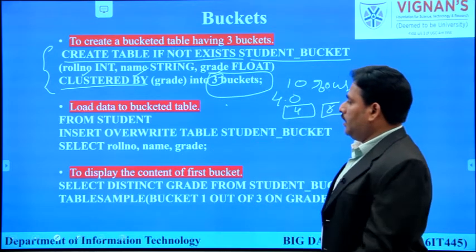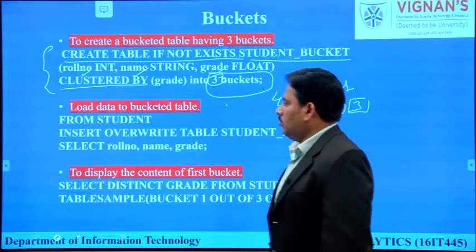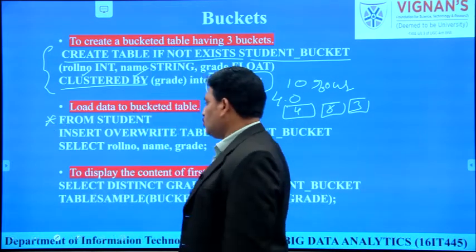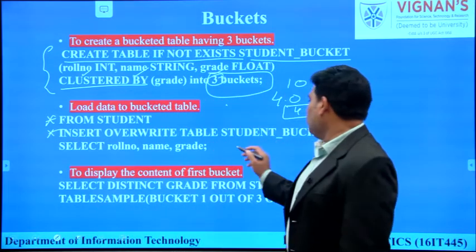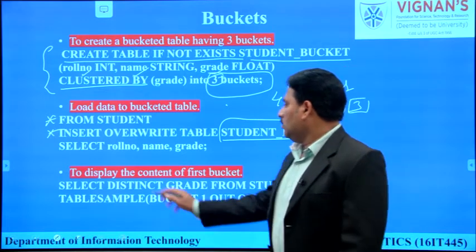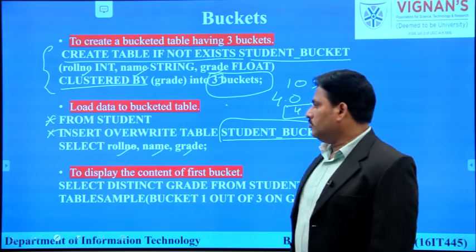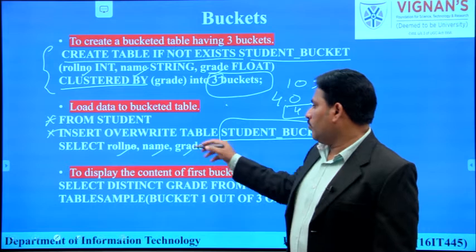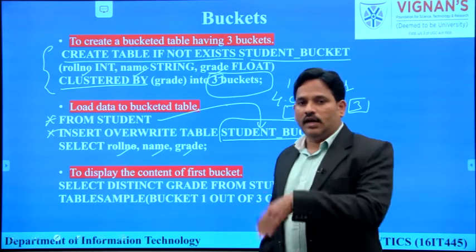Now how do we load the data into the bucket table? The syntax is, we are collecting data from student. From student, insert overwrite table. What is the table we are overwriting? Student underscore bucket. What are the values we are storing? Roll number, name and grade. That means these two statements will load the data from the student table to student underscore bucket. It will transfer the data into a bucket.